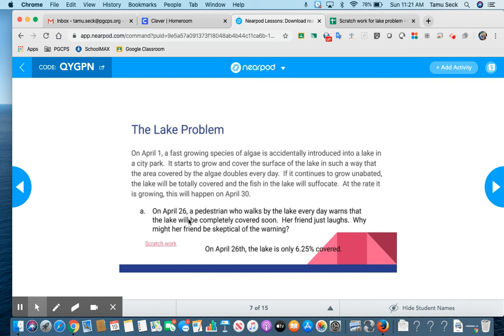On April 26th, a pedestrian who walks by the lake every day warns the lake will be covered completely soon. Her friend just laughs. Why might her friend be skeptical of the warning? So we know that the lake is doubling every day. So let's go back and look at April 26th.